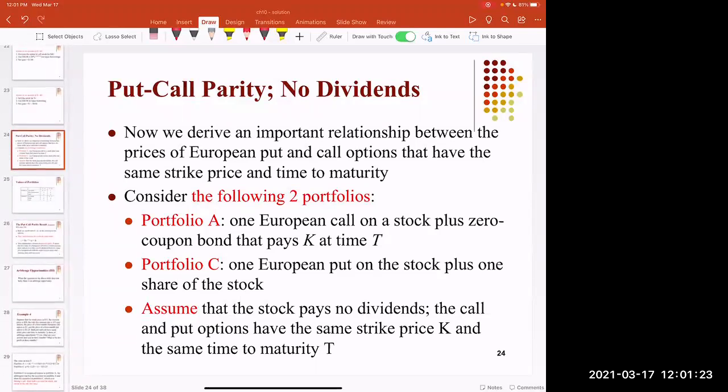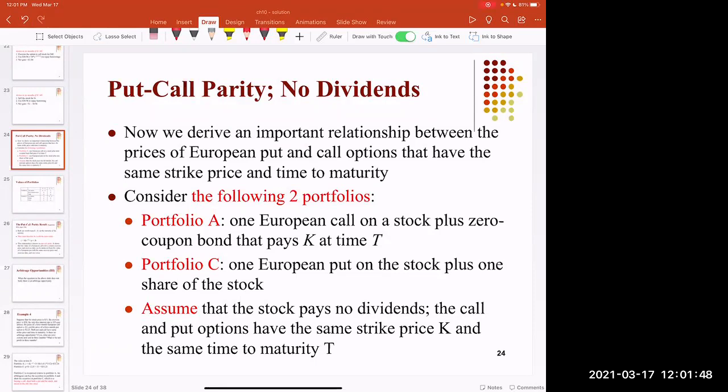Okay. Put-call parity, we talk about no dividends, which is the simplest case. So first, we're going to talk about how to derive put-call parity. If you learned it before, this is kind of a review. Now we derive the important relationship between the price of put and call options that have the same strike price and the time to maturity.